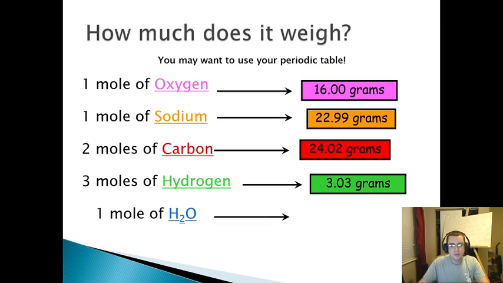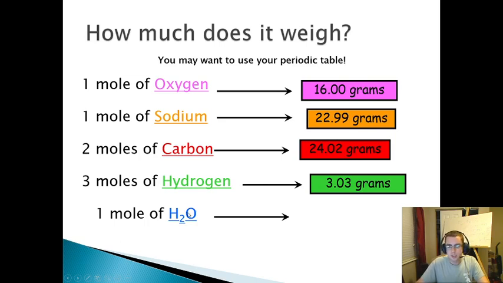Now 1 mole of H2O. If we look at H2O, or water, that 2 in the subscript, anytime it's down low, it applies to whatever is directly to the left. So immediately, whatever's left of it. In this case, that's going to be the H. So that means I'm going to have 2 H's, and then I'm going to have 1 oxygen.